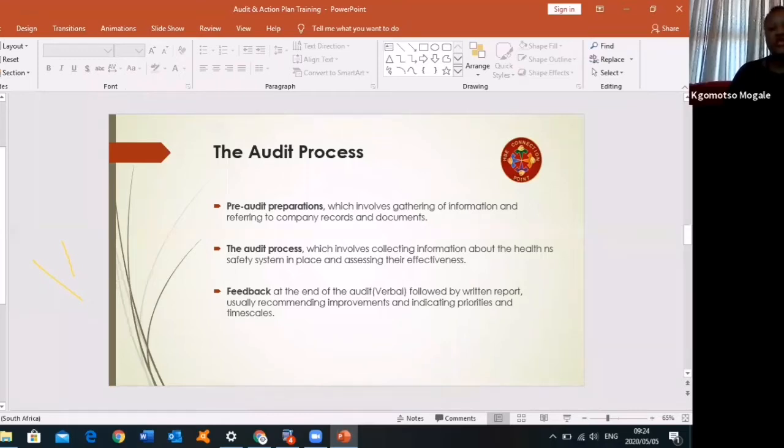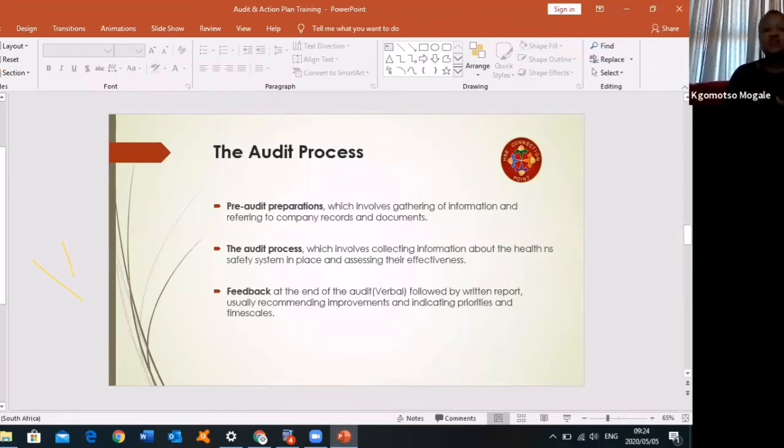And also when the report comes back, we ensure that everything that is in the report, we discuss with the senior management, and we also discuss with the supervisors, the people that are responsible on the ground. Because at the end of the day, those are the people who are supposed to make sure that they close out the deviations that were identified.